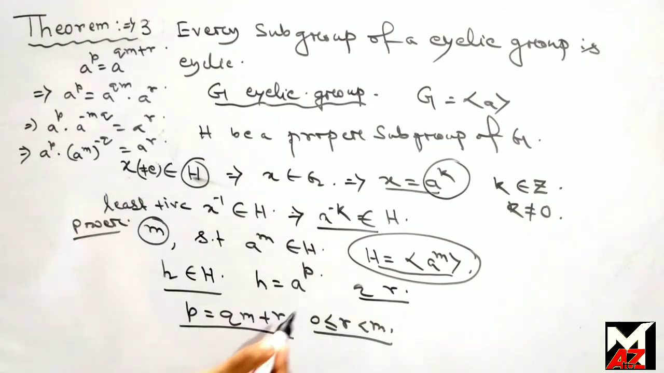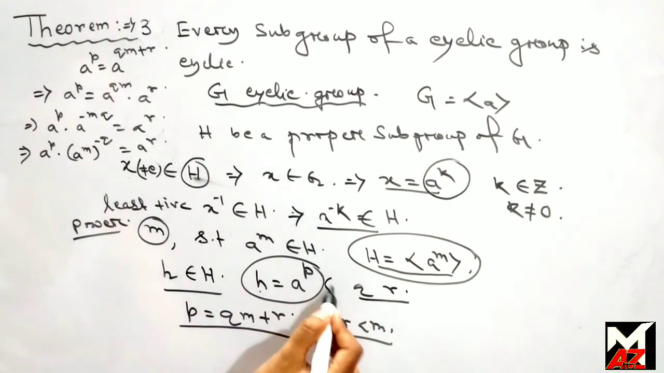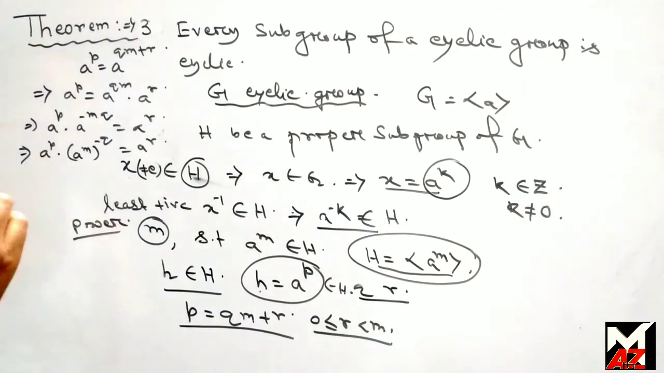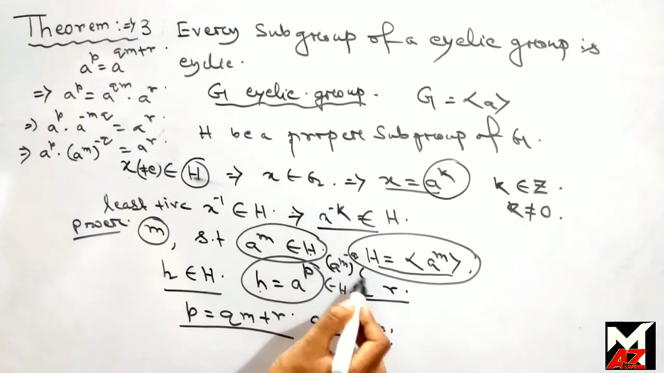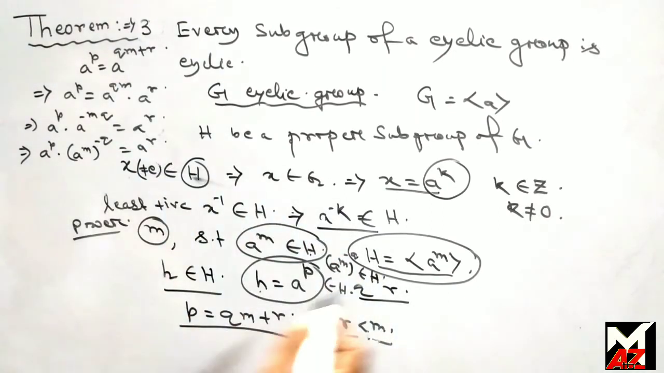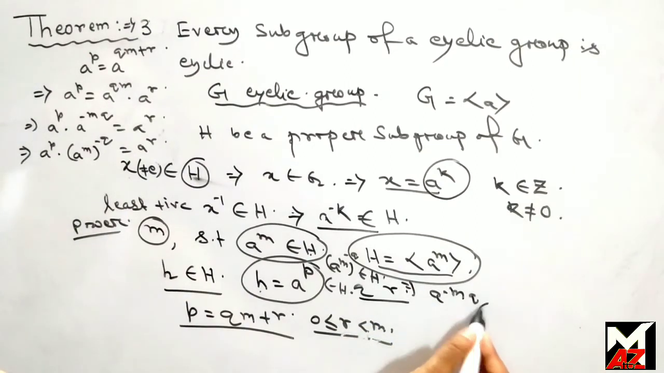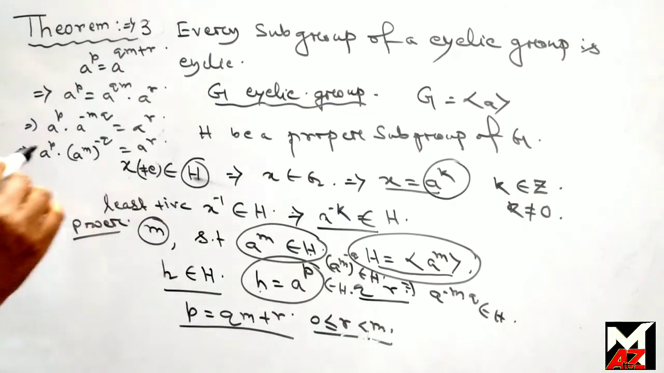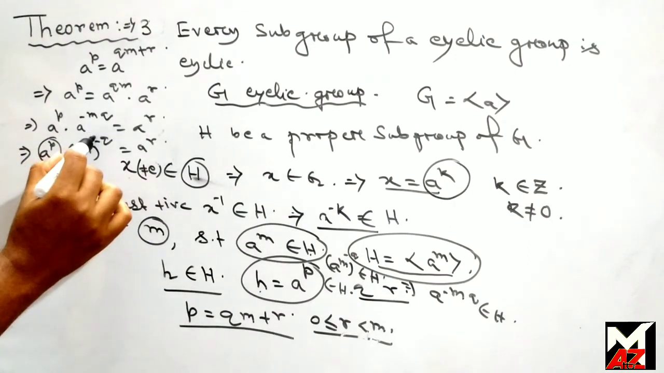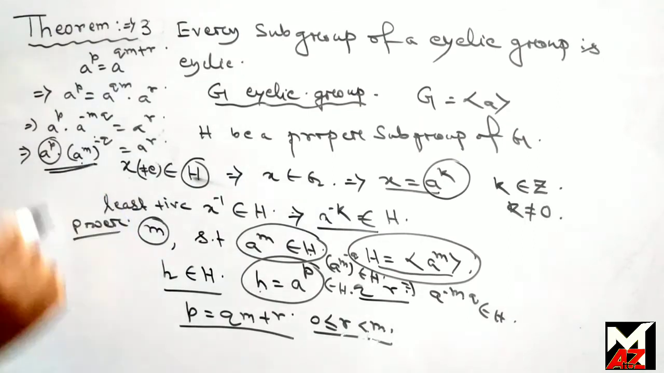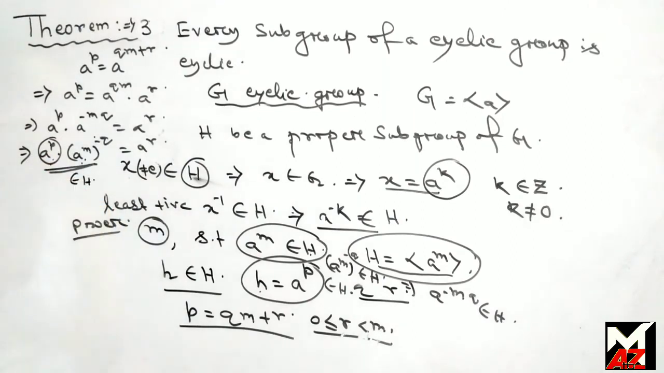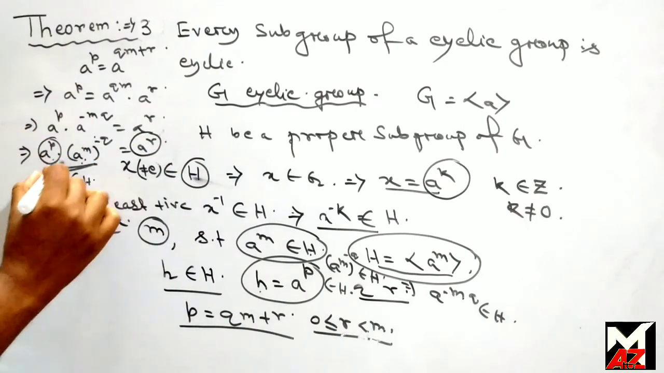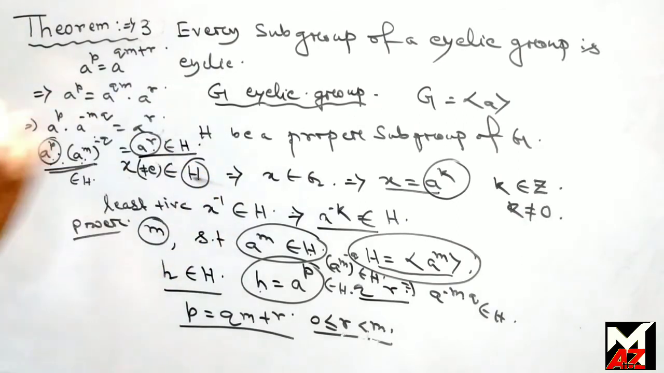Since we take a to the power P, that is h, belongs to H, and also we take a to the power M belongs to H, and H is a subgroup, so a to the power M to the power minus Q also belongs to H. That is, a to the power minus MQ belongs to H. So a to the power P and a to the power M to the power minus Q both belong to H. That is, by closure property, this product or composition also belongs to H. This composition is equal to a to the power R, so a to the power R belongs to H.